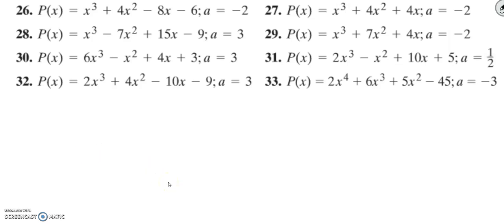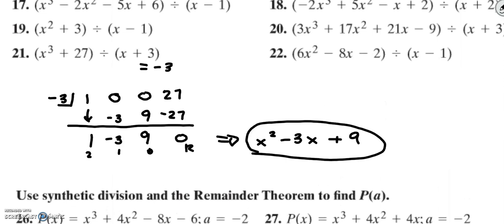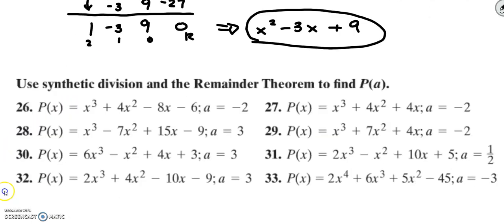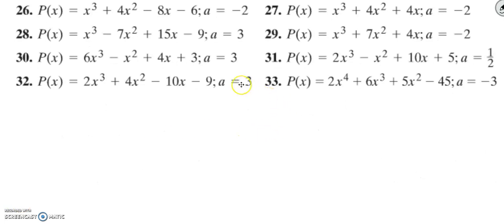Now the difference between this synthetic division and the synthetic division we did up here is that these, they give it to you as an expression and you have to then find the root, whereas down here they are already giving you the root, the 0. You just then need to do your magic with the synthetic division.